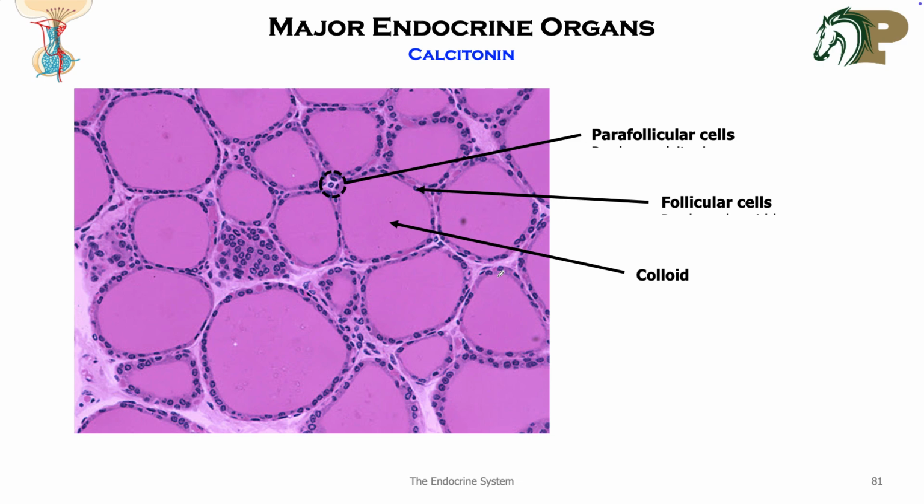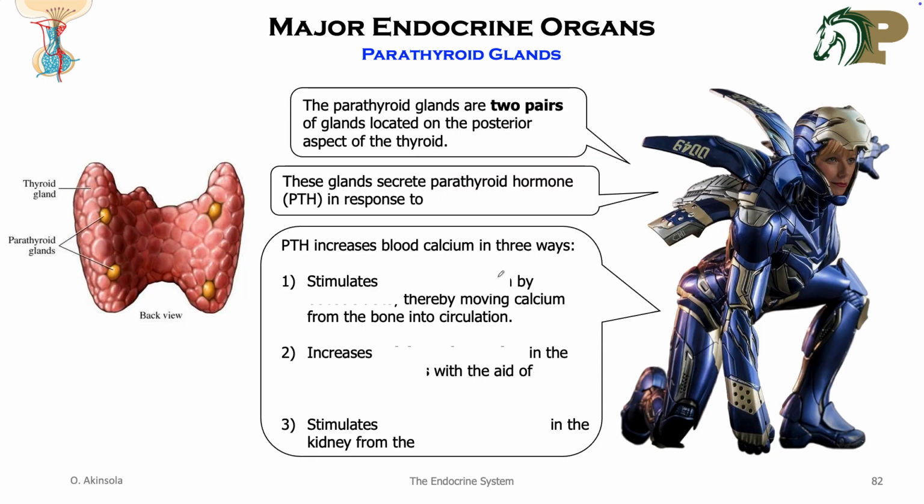So here you see the parafollicular cells and follicular cells at the histologic level. Again, parafollicular cells will produce calcitonin. Follicular cells will produce the thyroid hormones. And you can see the colloid in between each one of those. Okay. So the parathyroid glands, remember, two pairs of glands located on the posterior aspect of the thyroid. These glands secrete parathyroid hormone in response to low blood calcium.